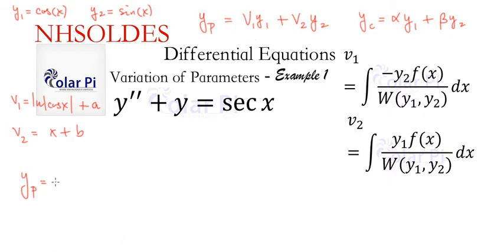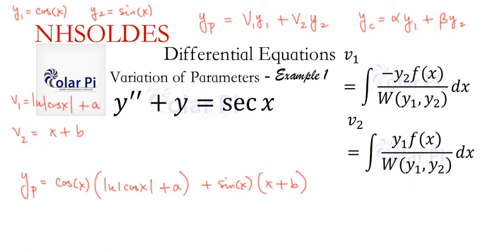y1 is right here, cos x. That's cos x times v1, and that's natural log of cos x plus a, and then plus y2 v2. y2 is sine x, right? So sine x times v2, which is x plus b.